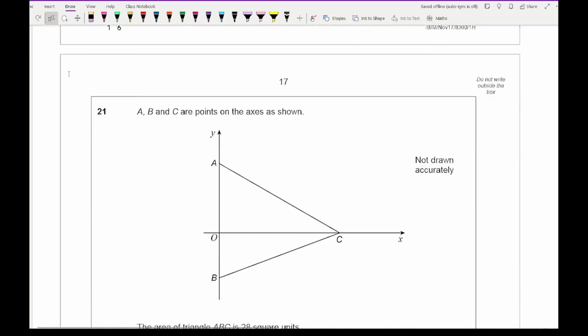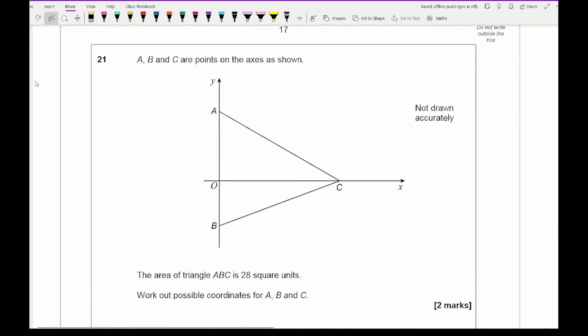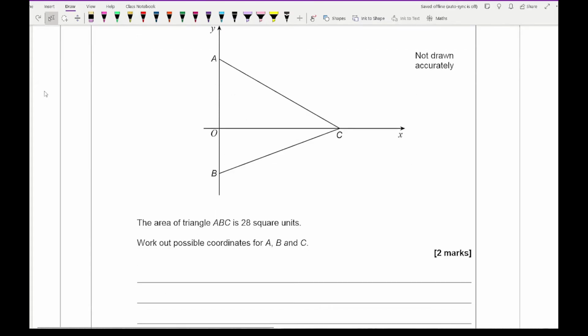Now we're looking at question 21. So it says A and B and C are points on the axis as shown. The area of the triangle ABC is 28 square units. Work out the possible coordinates of A, B and C. So what we've got here is a triangle, and we've got the height and the base. And we know that B times H divided by 2 equals 28. So BH is going to equal 56.